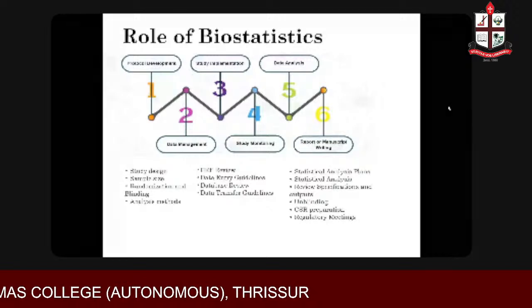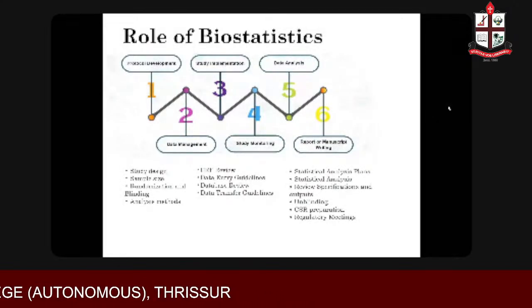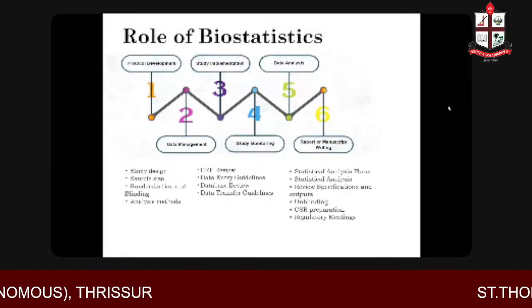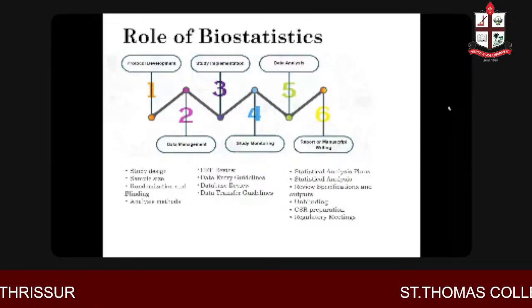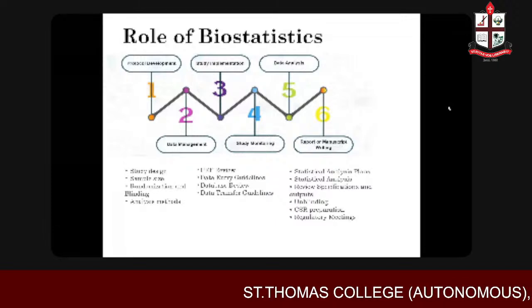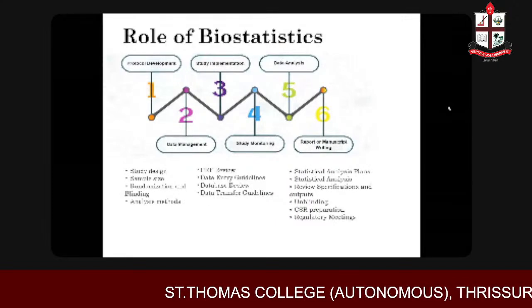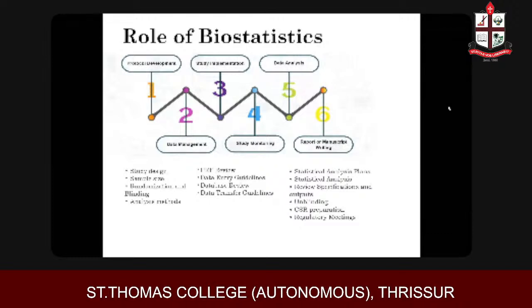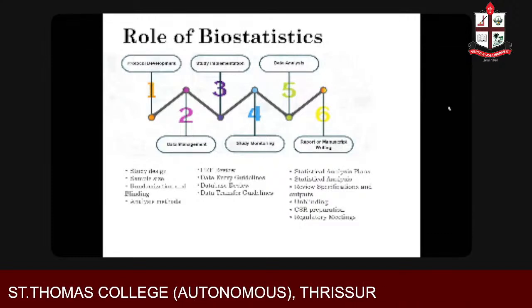So in this statistical analysis plan, there will be population flags, ITT population, intent to treat population. We have to define how it will be, what is a safety population, what is the efficacy population that is going to be used. So all this will be defined in the statistical analysis plan. How are we going to do the analysis?